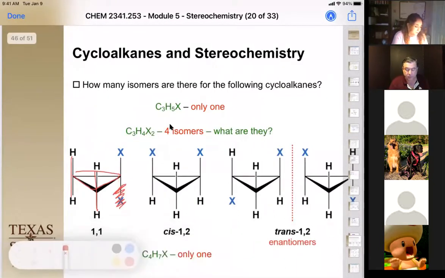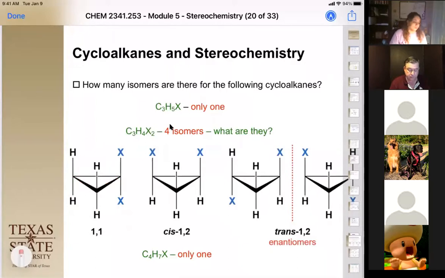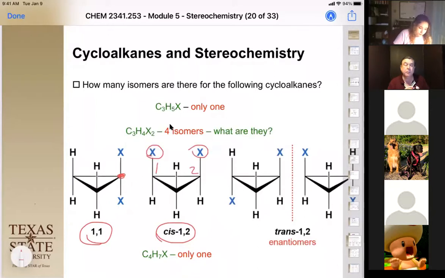So if we put a second one on here, we have a couple different ways we can do it. The first way we can do it is what we call the 1-1. Notice they're both on the same carbon here. Okay, so if they're both on the same carbon, then again, any way you spin it, no matter which carbon they're on, it's going to be the same compound. So that's one compound by itself. Okay. Now we can also have it where we have them on the 1 carbon and the 2 carbon. And if they're on the same side of the ring, we would call that cis 1,2. Notice we have them on the same side of the ring and they're on the 1 and 2 carbons here. We only have one isomer of that because you can flip it and turn it and it will overlap with itself. So we only have one isomer for that.